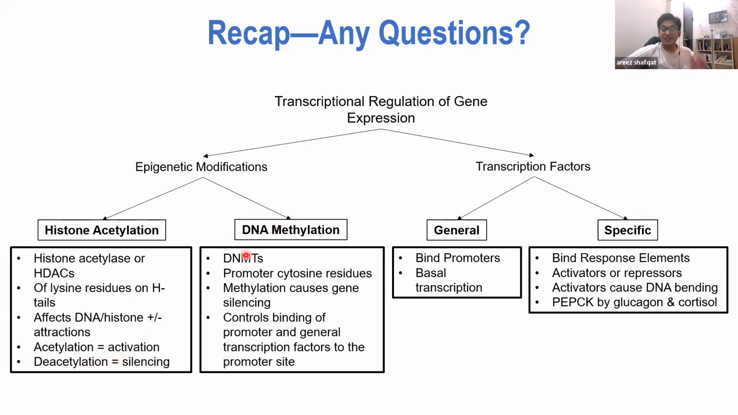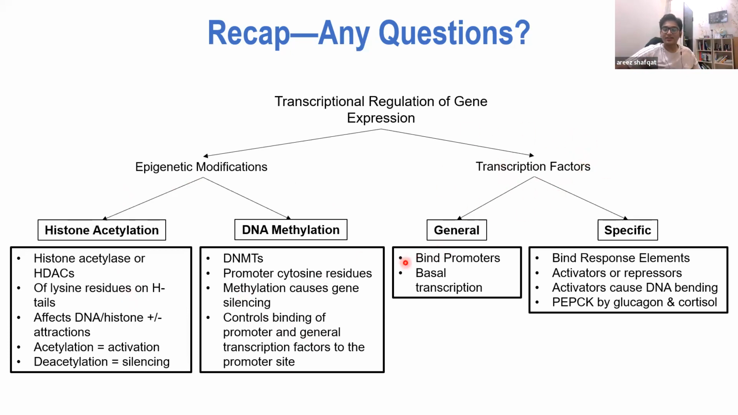DNA methylation is mediated by enzymes called DNMTs, DNA methyltransferases. They methylate promoter cytosine residues. This methylation causes gene silencing. How methylation causes gene silencing is that it prevents RNA polymerase and transcription factors from binding to the promoter. What transcription factors specifically? General transcription factors. Okay, this is all on epigenetics.